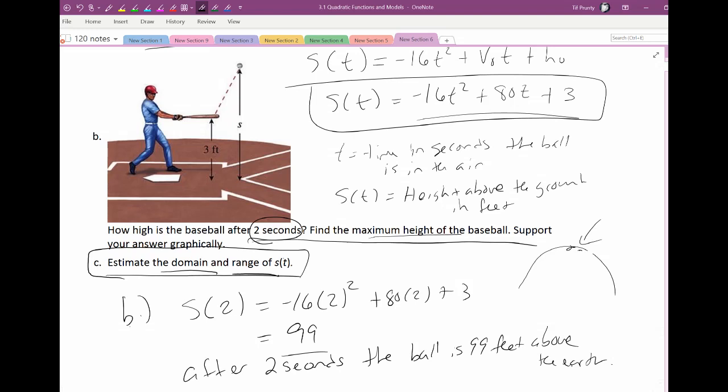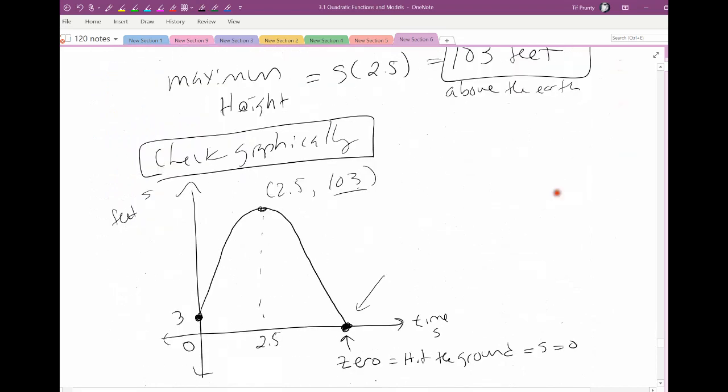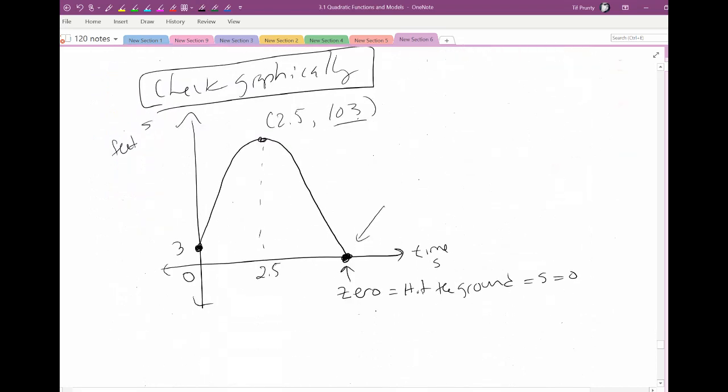If we were looking originally at the entire function, the domain would be all real numbers, and the range would be everything from 103 to negative infinity. But that doesn't make sense in an application because negative values aren't allowed. Time cannot be negative, and distance cannot be negative. So when I do my domain and range, I've got to keep in mind that they can only be positive values. And so that's why the picture is helpful. We want to draw the picture.